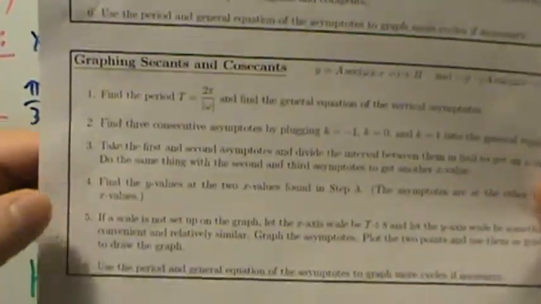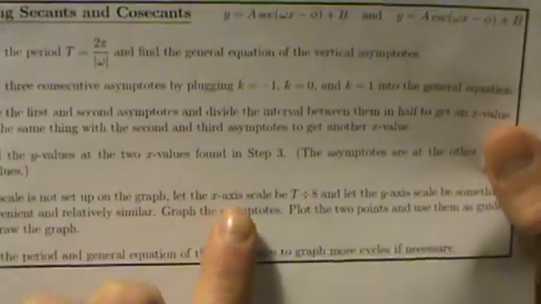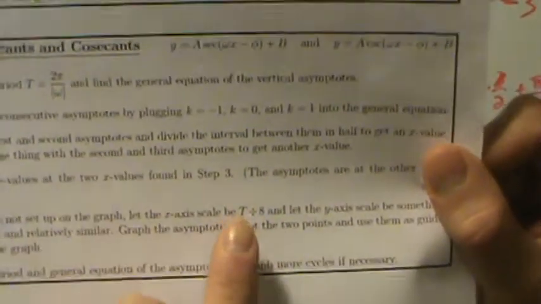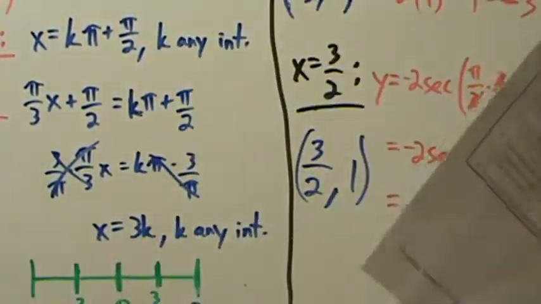Okay, so we see that's nice. We only had to evaluate the function at 2 x values. Now step 5, if a scale is not set up on the graph, let the x-axis scale be t divided by 8. For tangents and cotangents, remember, t is the period that we found in step 1, and we did t divided by 4. But for secants and cosecants, we're going to do 8, and we'll see why once we graph it. You actually can still use t divided by 4, or technically anything you want, as long as it's convenient enough for you. But t divided by 8 is a little bit better than t divided by 4. We'll see why once we graph it.